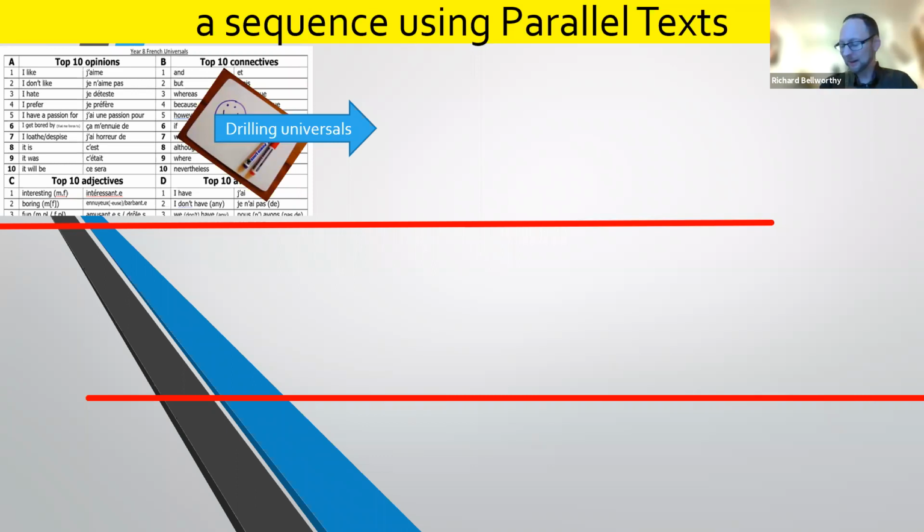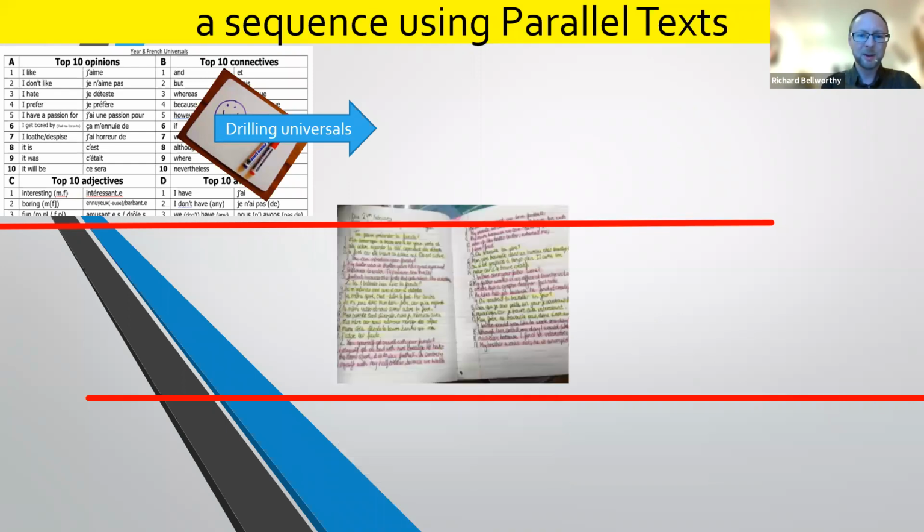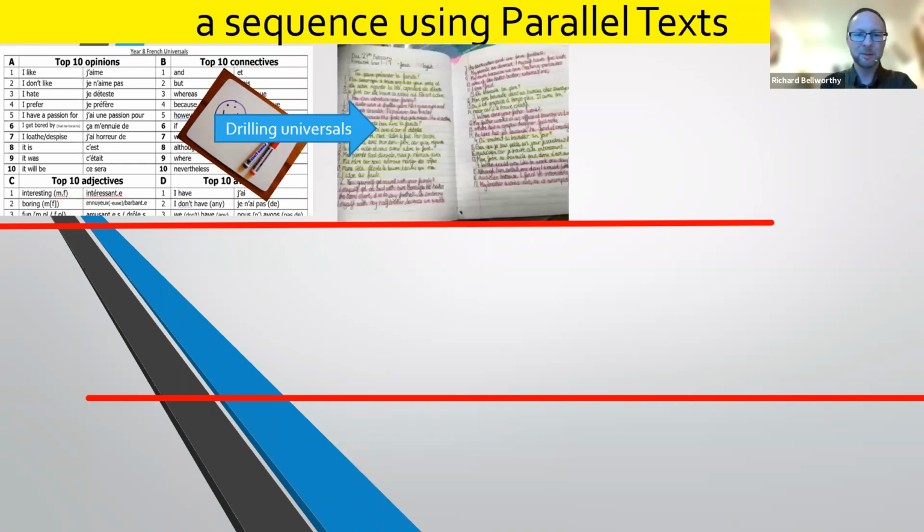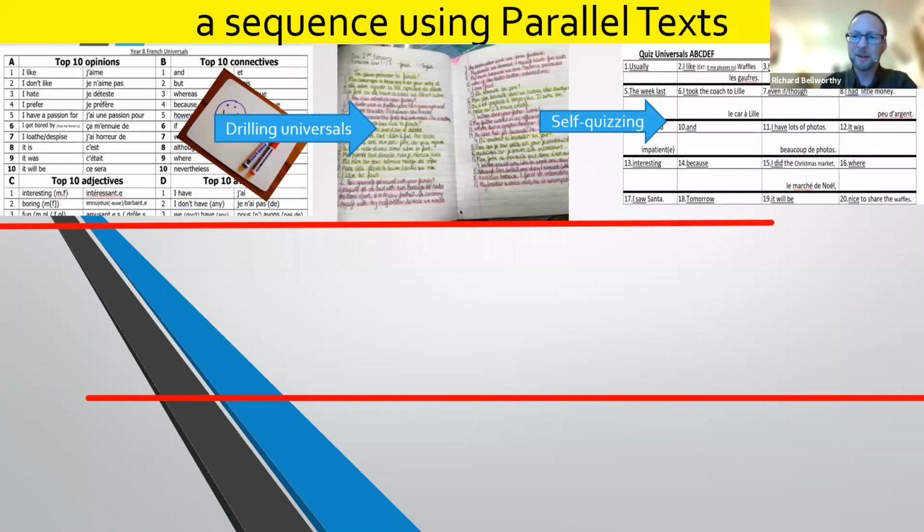Here's an example of a straight line way of doing this. So we're using mini whiteboards to drill all of the universals. They go home, they do their self-quizzing. So there's an example of a homework there. Following the self-quizzing, we might give them a translation task. This is a year 9 example, slightly higher level.